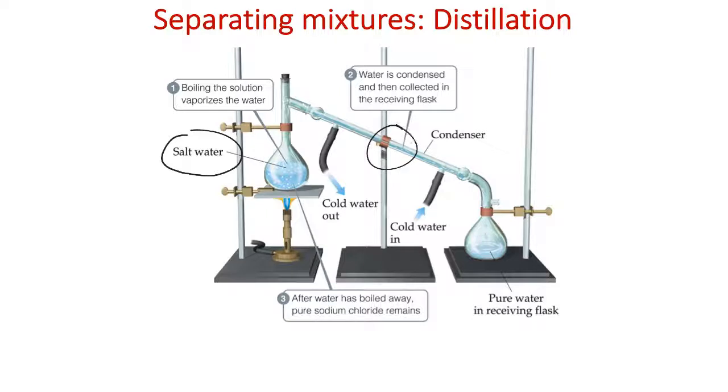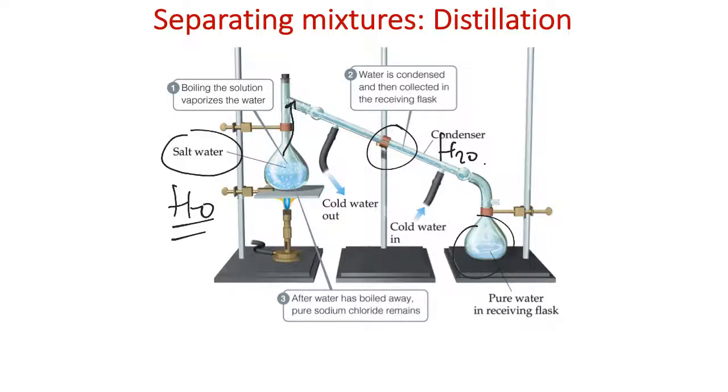And then we can condense the water vapor with a cool water condenser. That just helps condense the vapors back into the liquid state. So you vaporize the most volatile, the lowest boiling substance first, in this case the water, and then you collect the water down in your cold flask. And then you now have a more pure water source. Sometimes you might have to do this more than once, because you might still get some sodium chloride coming over. So you might have to do this procedure more than one time to come up with the purity of water that you're looking for.